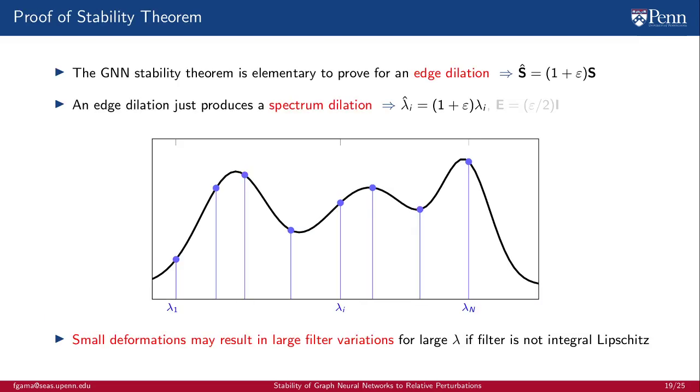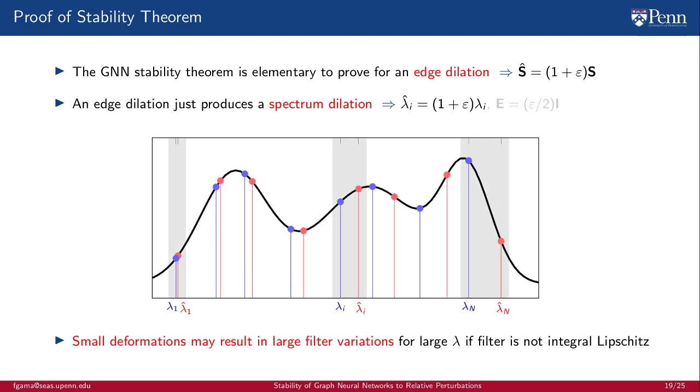The GNN stability theorem is elementary to prove for an edge dilation, that is, when we multiply edges by 1 plus epsilon for a small epsilon close to 0. The effect of an edge dilation is to produce a spectrum dilation, where the eigenvalues of S in blue move to the eigenvalues of S hat in red. We then see that even if epsilon is small, the largest eigenvalue on the right can change a lot, causing a big change in the output of the filter. Thus, small deformations may result in large filter variations for large lambda.